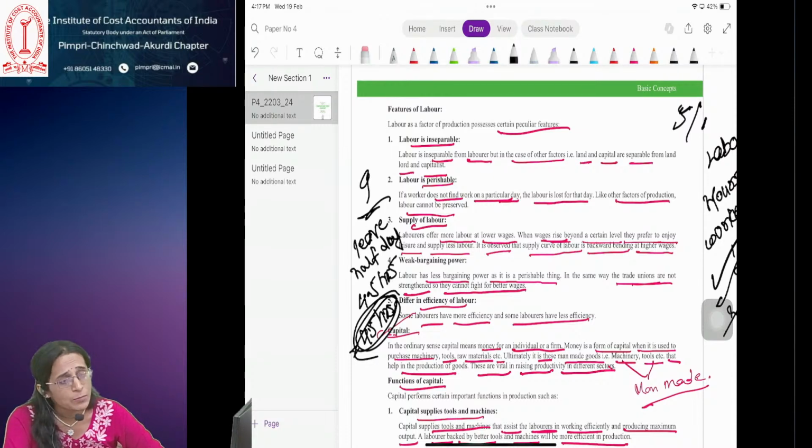Does everyone get promoted? Even though you 4 joined at the same time, after 2 years will all 4 get promoted? No. Any one or 2 can get promoted. That will depend on your efficiency in the organization. So the efficiency will vary from person to person, from laborer to laborer, right? Understood? Some laborers have more efficiency and some laborers have less efficiency.